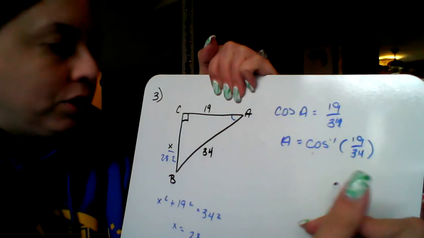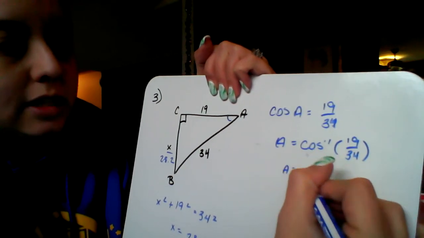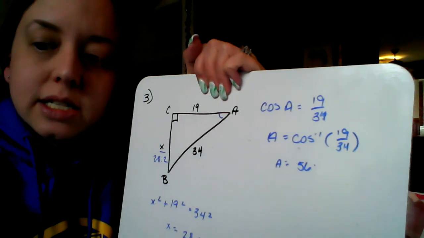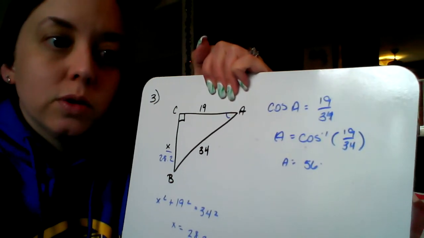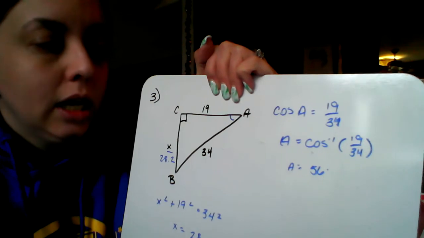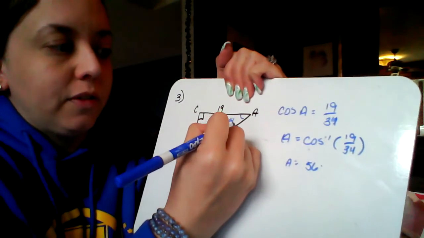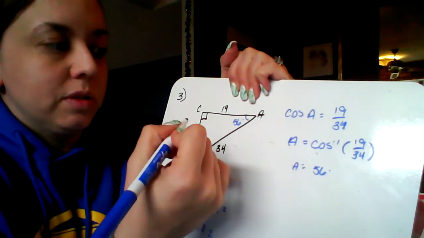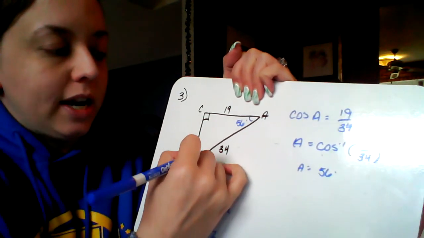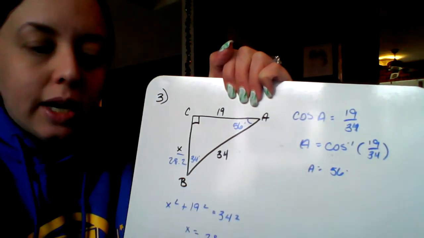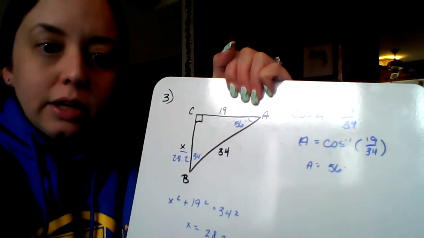All right. And when you type that in, you should get to the nearest tenth. Pay attention to what the directions are telling you, if it says to the nearest tenth or the nearest hundredth or to the nearest degree, okay? But this comes out to be 56 degrees. And then once you know that this is 56 degrees, you just use subtraction from 180 to find out that that's 34 degrees down there in angle B, okay? And that is how you solve a triangle completely.